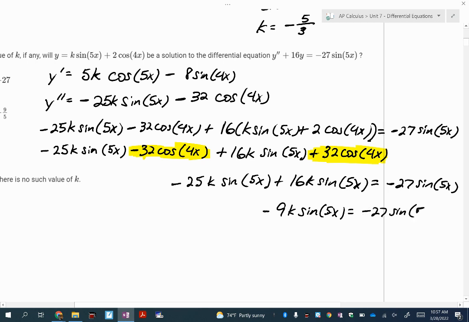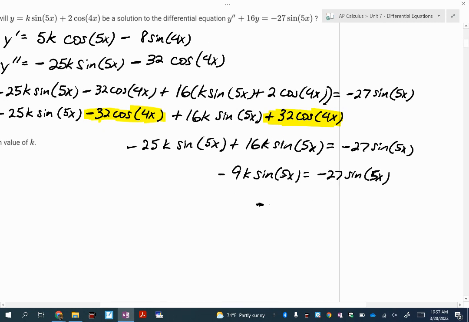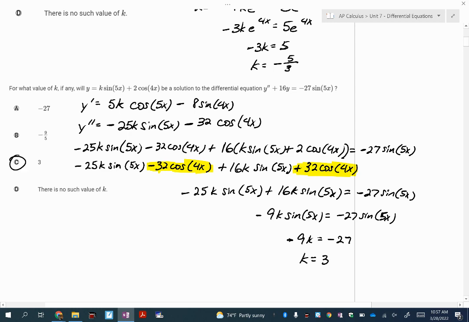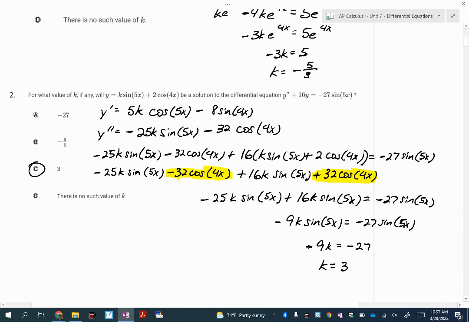And once I do that, the sine of 5x are going to essentially go away, and I just have negative 9k equals negative 27. So k equals 3, which is C. All right, so that's it. Very similar type of question, just a little bit more confusing with finding derivatives of trig. Okay, number 3.